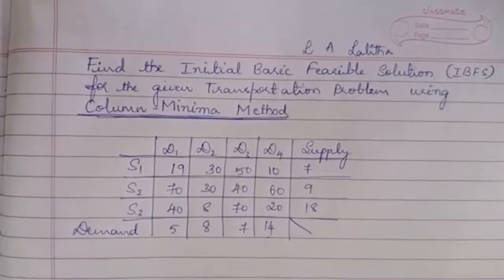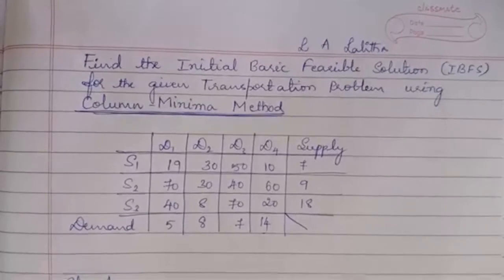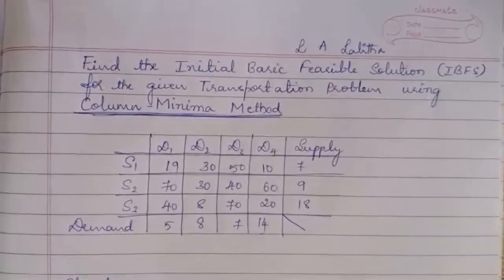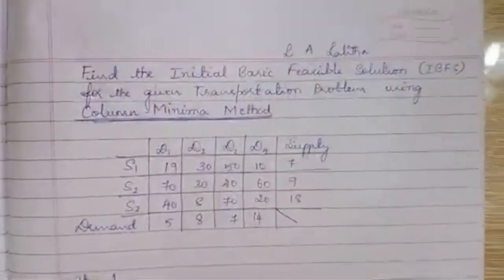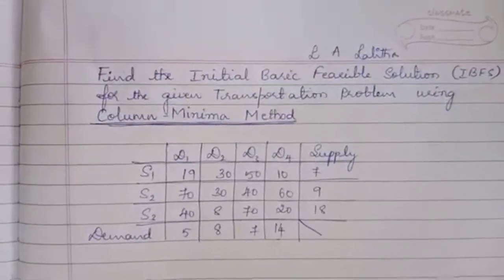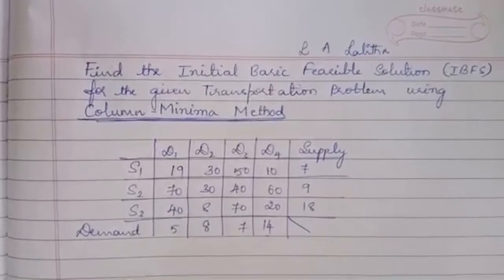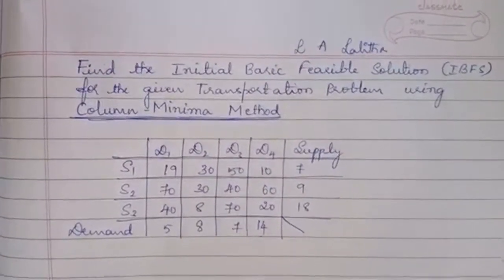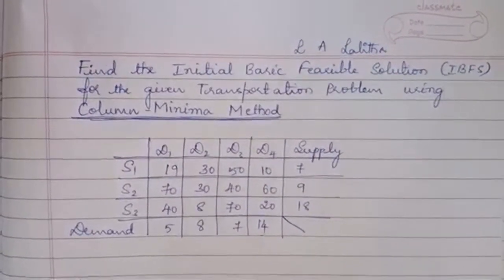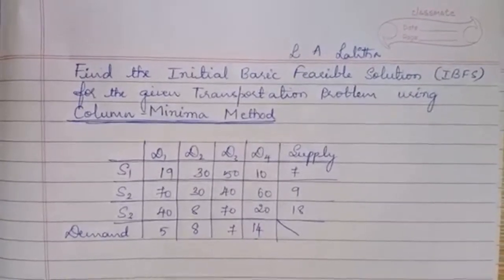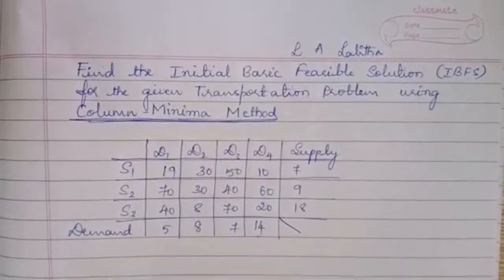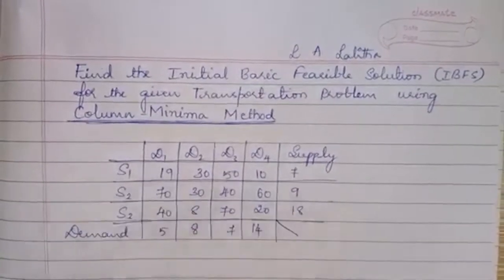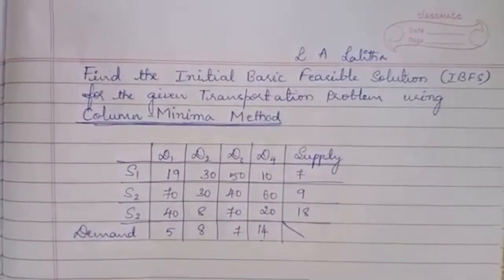In this session, we are going to learn how to find the initial basic feasible solution for the given transportation problem using the column minima method. In the previous tutorials, you've learned how to find the initial basic feasible solution using the northwest corner method, least cost method and row minima method. If you have understood the row minima method, the column minima method is almost the same. It's just that you have to go column wise. In row minima method, you have to go row wise.